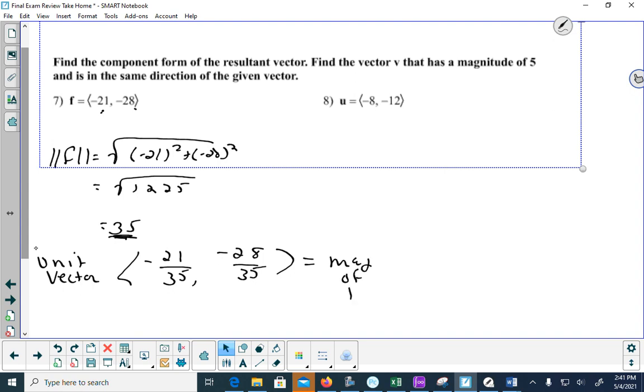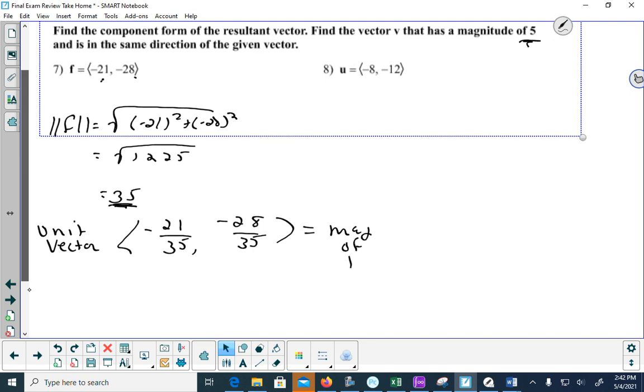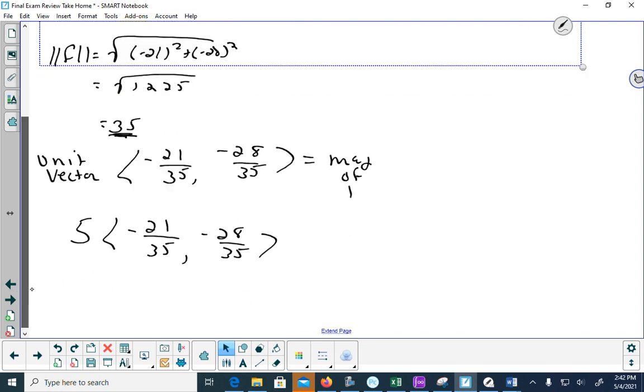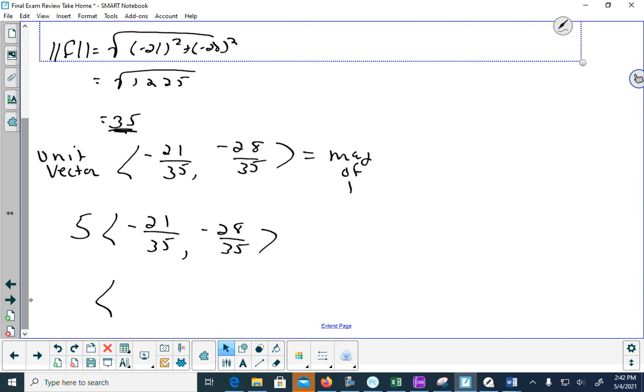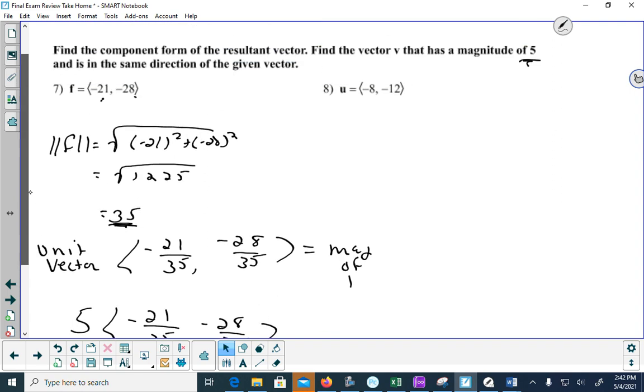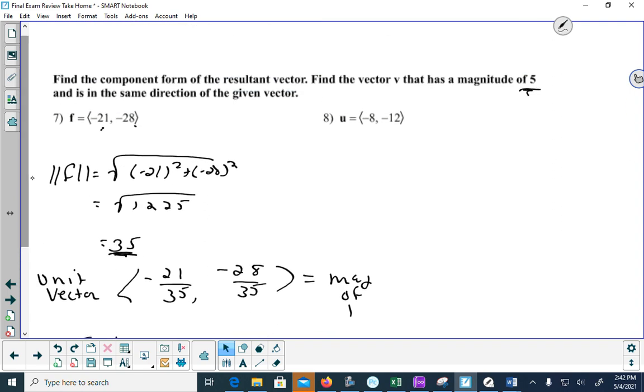And I want to have a magnitude of 5, so I'm going to multiply it by 5. So I'm going to take 5 times this. And you know what? I'm just going to throw it in my calculator. I'm going to do 5 times -21 over 35. And when I put that in my calculator, I am going to get -3. And then I'm going to do 5 times -28 over 35. And I'm going to get -4. And that is the vector that has a magnitude of 5 that goes in the same direction as the original vector. So let's go ahead and try that again for number 8.